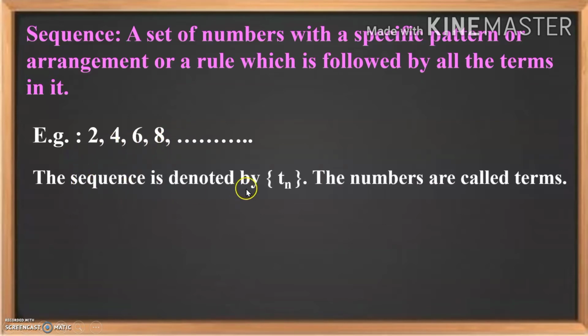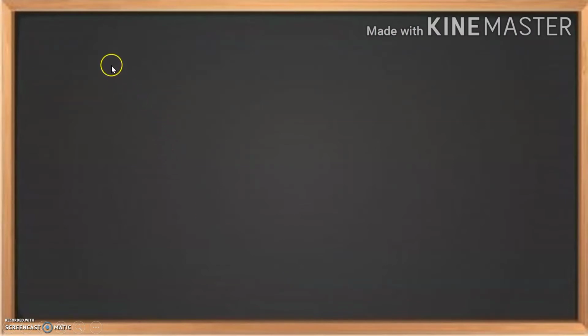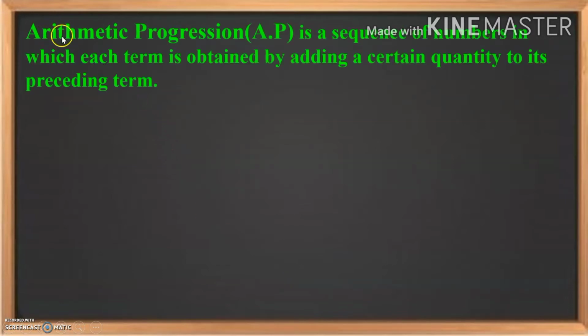The sequence is generally denoted in this form and the numbers are called terms. These are all called terms of the sequence, which is denoted by T1 as 2, T2 as 4, T3 is, I have left it blank, T4 is also blank. So you know what should come in this blank? Yes, it is 6 and here it will be 8. Now today we are going to learn a special type of sequence. This special sequence is called an arithmetic progression.